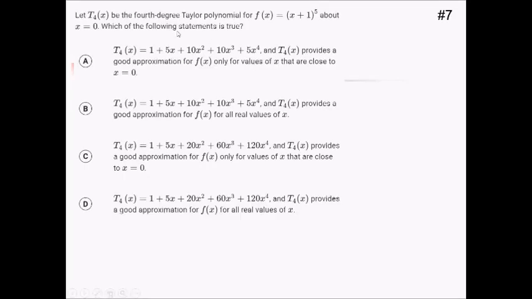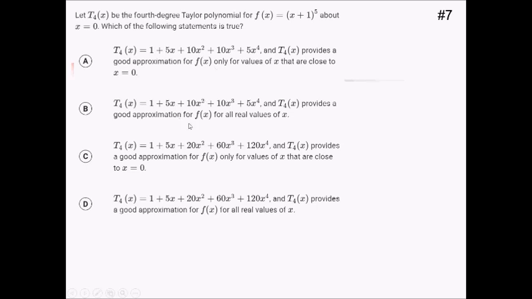On this one, we're told that T4 of x is the 4th degree Taylor polynomial for f of x equals x plus 1 quantity to the 5th, about x equals 0. So basically, it's a Maclaurin series. We want to know which of these statements is true. So we have different ways of expressing T4 of x. So we'll have to figure out what T4 of x actually equals. But at least we have some answer choices. So if we don't get any of these, then we know something went wrong.